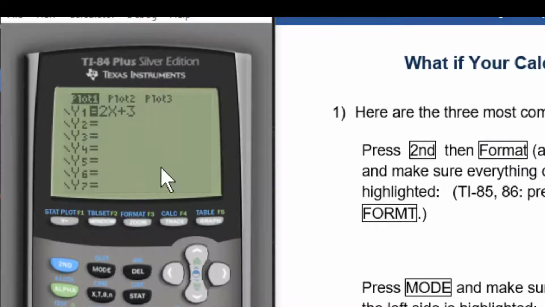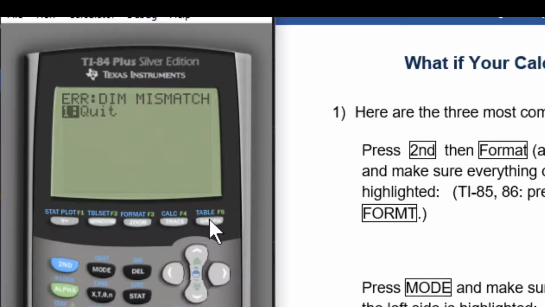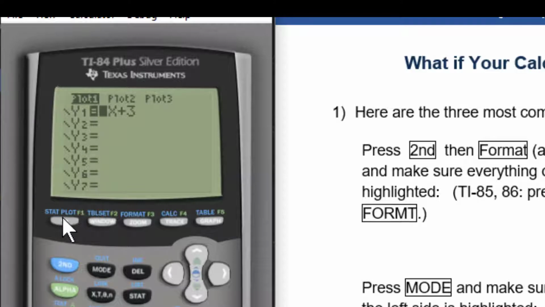So let's say I'm working on the calculator and I just want to graph some plain old line, 2x plus 3. But then when I press the graph key, what? Error: dimension mismatch? Let's go back to y equals. Whoops, sorry, I have to quit first. Press enter on quit, and then y equals. Notice up here, one of those plots is turned on. This is when we do the regression lines, the data to equations on the calculator.